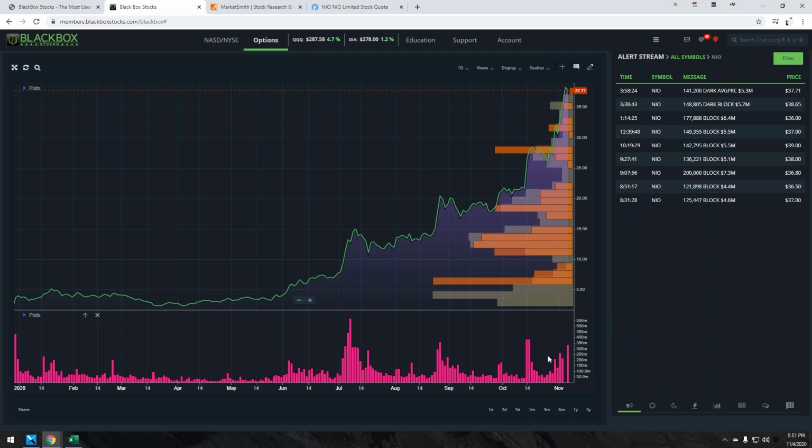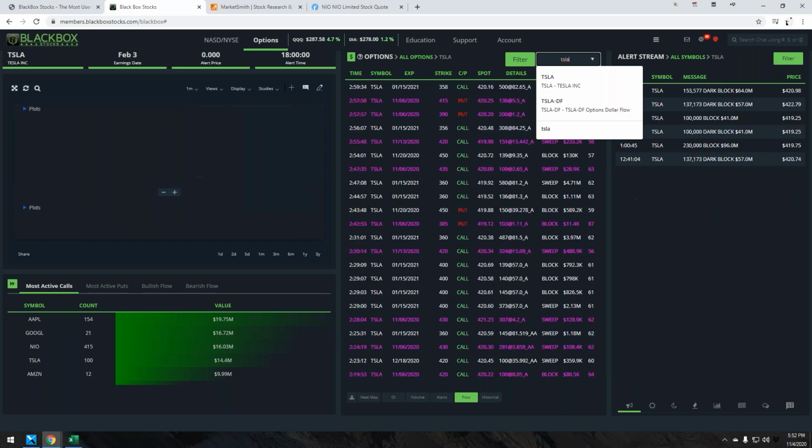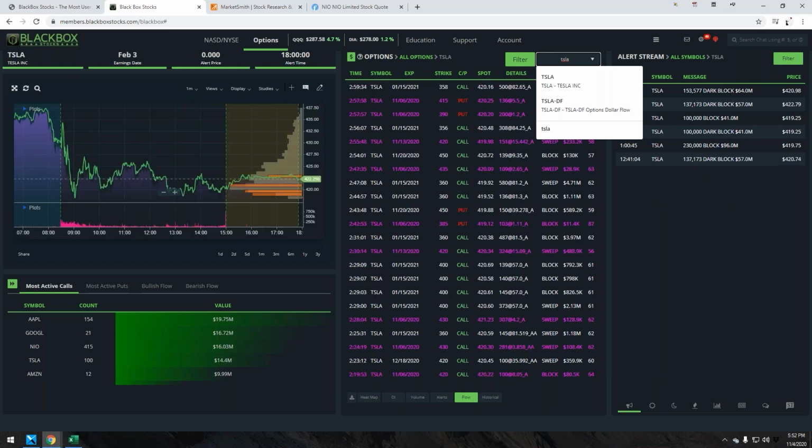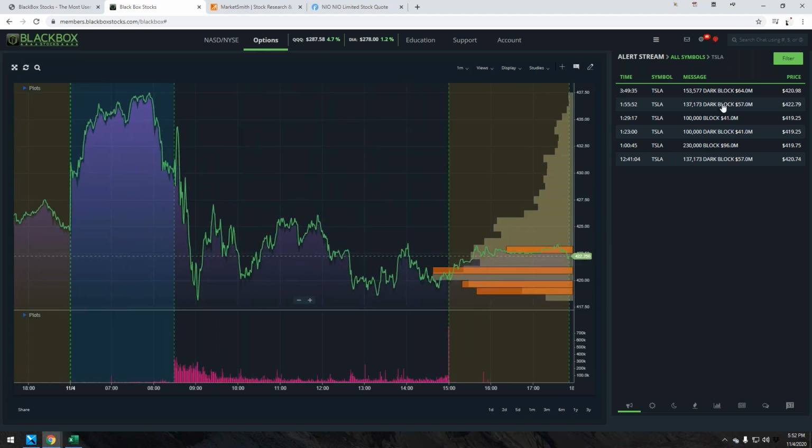I don't usually play dark pool activity that's coming in the same day, unless it's something really clear. I know we had that in Tesla today. Let's take a look so you can see, because Tesla had quite a bit of dark pool activity right into here. More often than not, this is exactly what it looks like when you're seeing all of these smaller dark pool prints all through the day.